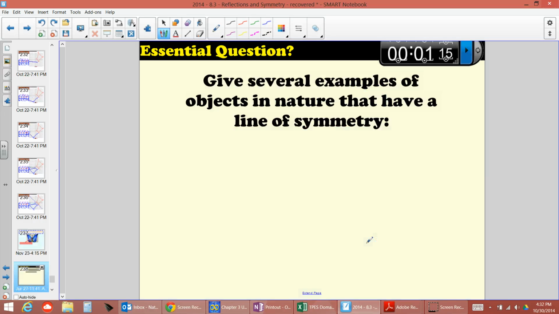Think of some examples in nature that have lines of symmetry. Butterflies is obviously one of them. Looking into a lake, you can see the reflection of the mountains in the lake. Different types of bugs, faces of animals like a deer face, stuff like that.